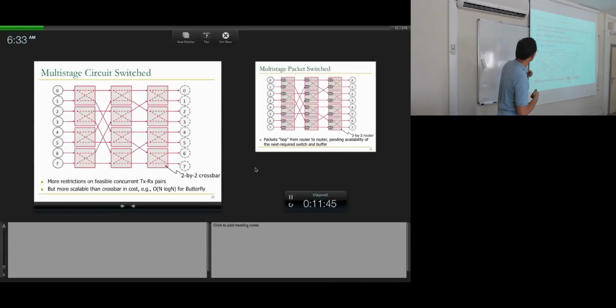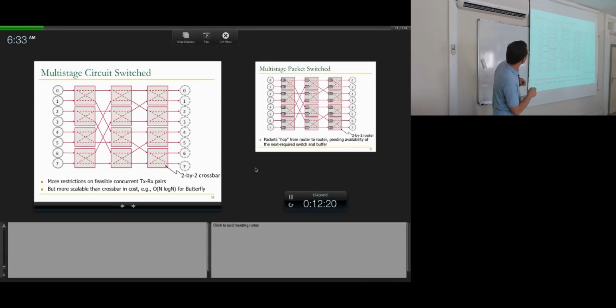So multi-stage networks, another topic is circuit switching versus packet switching. A multi-stage network can be circuit switched, right? Meaning that you first set up the path between the source and destination, and only that source-destination pair can use that path, and nothing else can use that path until that path is broken down or torn down. This places more restrictions on feasible concurrent transaction pairs, source and destination pairs, transmitter-receiver pairs.